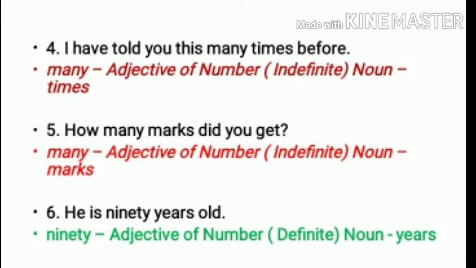So your noun is marks. Again you ask the question how many? So you get many. So again many will be your adjective of number. Which number? Indefinite. Sixth one. He is 90 years old. So your noun is years. You ask the question how many years? You get the answer 90. So again 90 will be adjective of number. But this time it is a definite number.